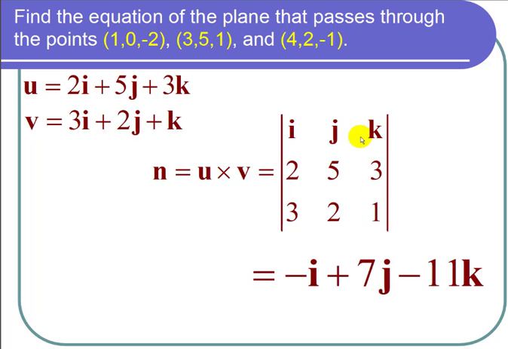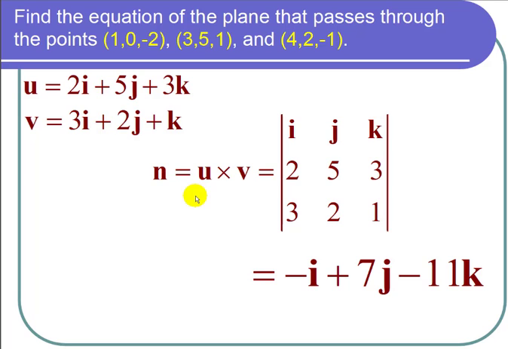And then I have k times 2 is 4, minus 5 times 3 is 15, 4 minus 15 is negative 11, so I have minus 11k. So the normal vector is negative i plus 7j minus 11k. So the normal vector is orthogonal to any vector on the plane.